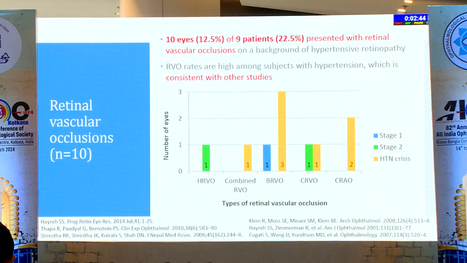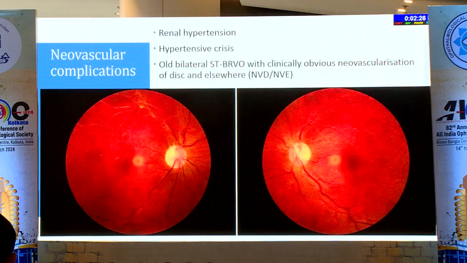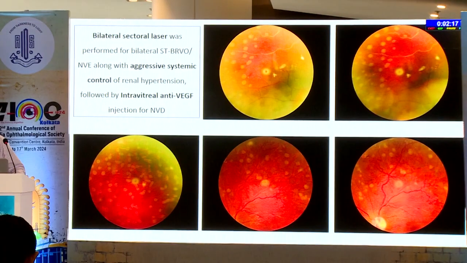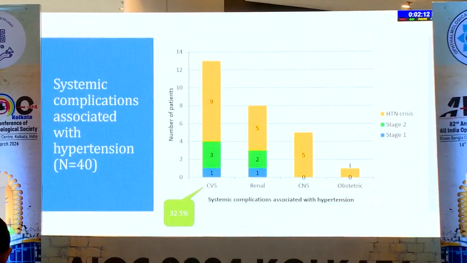10 eyes of 9 patients presented with retinal vascular occlusions on a background of hypertensive retinopathy, and these rates are consistent among the subjects of hypertension seen in various studies across the globe. BRVO was the most common retinal vascular occlusion noted. These are some of the representative findings from the cases. In particular, this case presented with bilateral old STBRVO with neovascularization and had to be intervened with aggressive systemic control, intravitreal anti-VEGF, and bilateral sectoral laser.